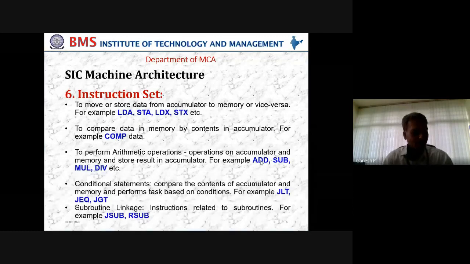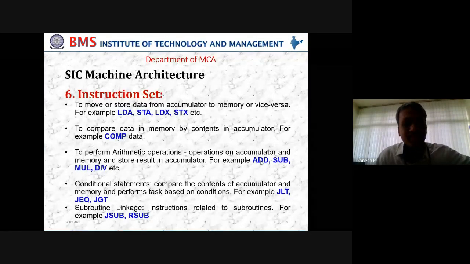I think most of you have completed, so let us resume now. Welcome back to the instruction set of SIC architecture. As we discussed earlier, this is a very simple architecture, SIC. As the name says, simple instruction computer, or simplified instruction set computer.